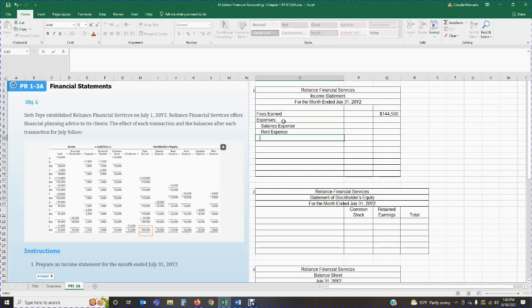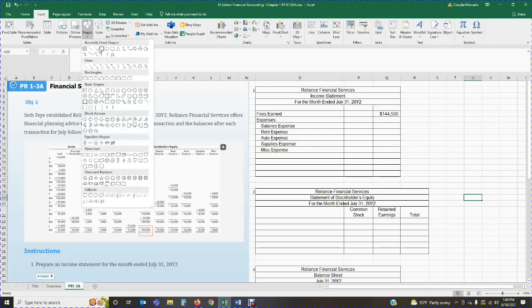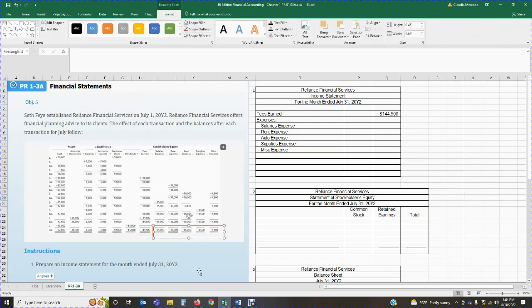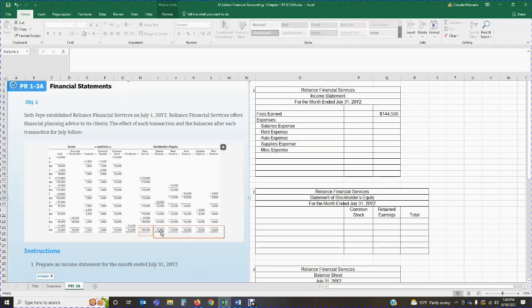Anything that has the word expense is basically an expense. We have auto expense. We have supplies expense. And we have miscellaneous expense. Okay. And we're going to go ahead and pick up all those numbers from down here, from your total. Okay. So we're going to pick up those numbers. And because we have more than one expense, I'm going to put them in my first column.